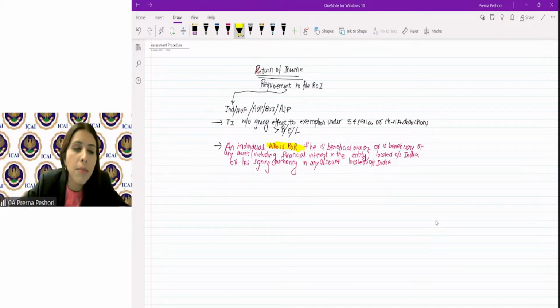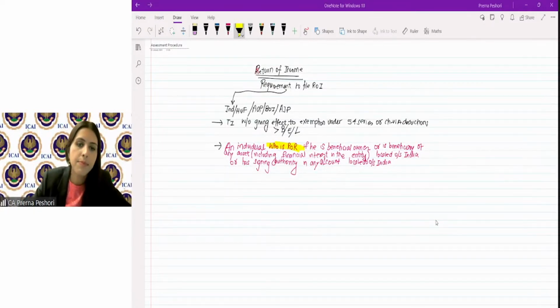Signing authority, Namrata, means that I have the bank account where I am having that signing authority. Let's say, for example, it may not be a bank account of mine. It may be the bank account of some partnership, or of some other person. But I have the signing authority. So that is the meaning of signing authority outside India. Are we getting that? So then in that case, the individual is required to file the return of income.